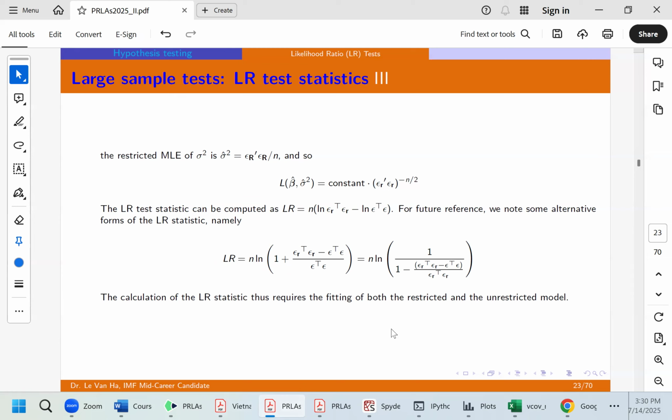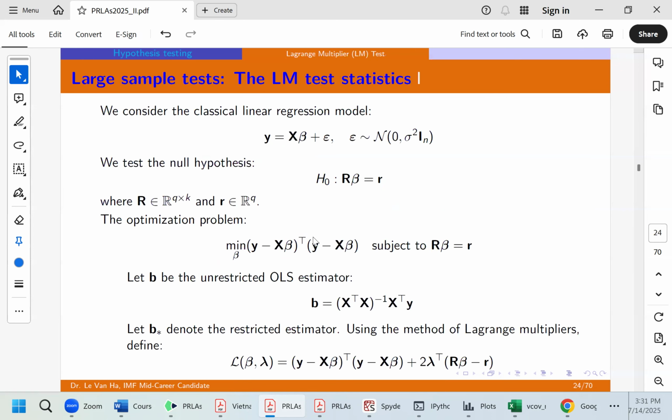So I will go to the LM test. Then we compute the LR and LM, and I think the afternoon is already rich enough. So the LM test, and then we come back to the case.